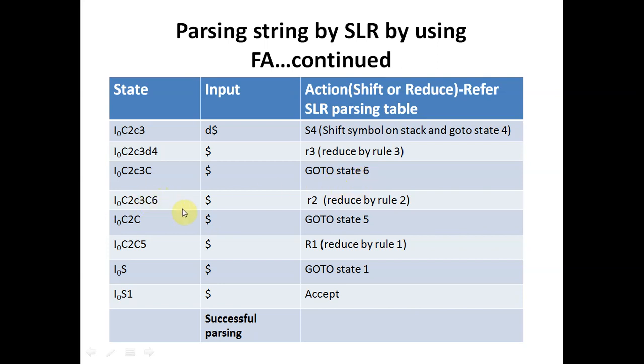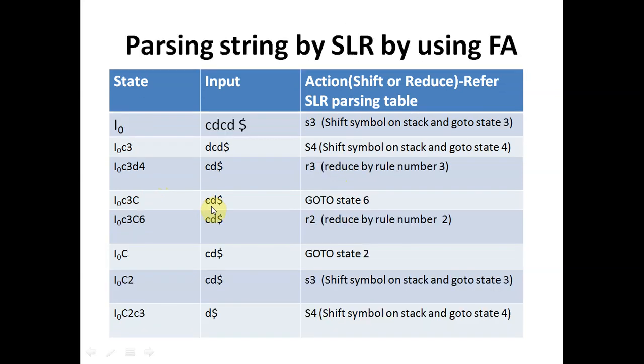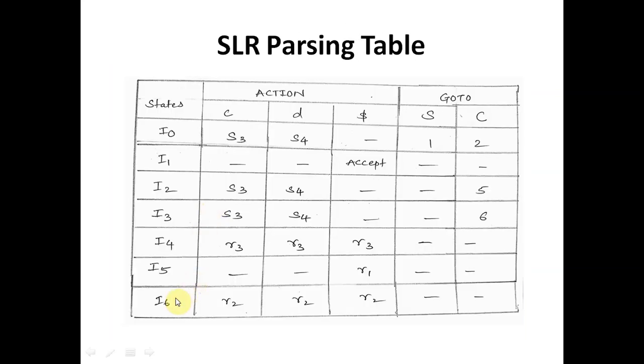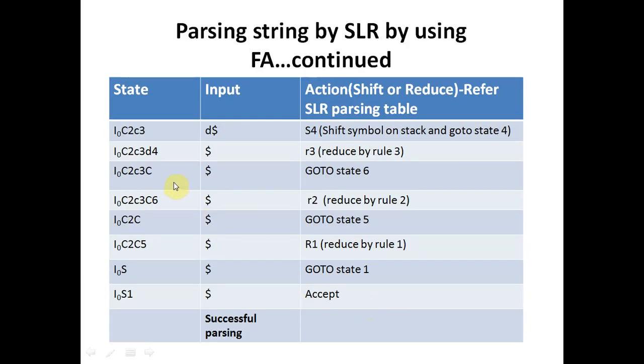Now you are in the sixth state receiving dollar. Consult the table. The sixth state on receiving dollar asks to reduce by rule number 2. Rule number 2 is C producing small c, capital C. So we see small c and capital C here, and this much portion will be considered. It is written as reduce by rule 2, so that portion will be reduced to capital C, and it will go back to the second state.